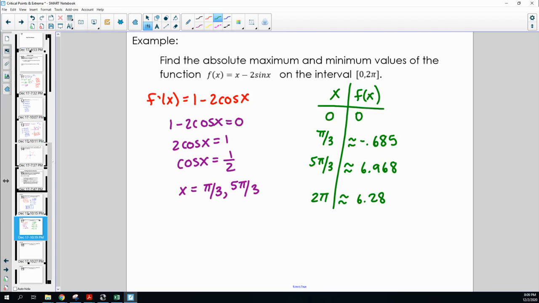So we can use exact values or approximate values. Here again, the absolute maximum is going to be the largest value that I got for my y values, which in this case is 6.968. And then my absolute minimum is going to be the lowest value I have, which is negative 0.685.